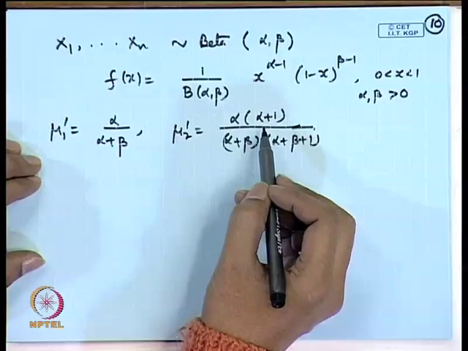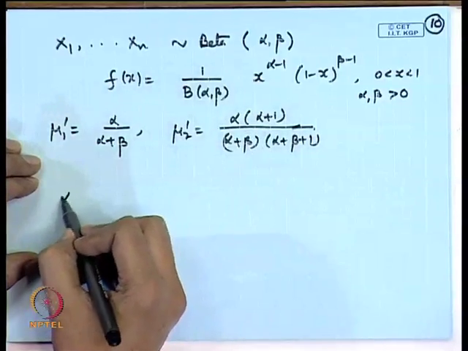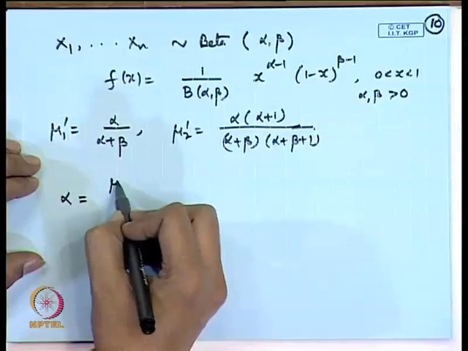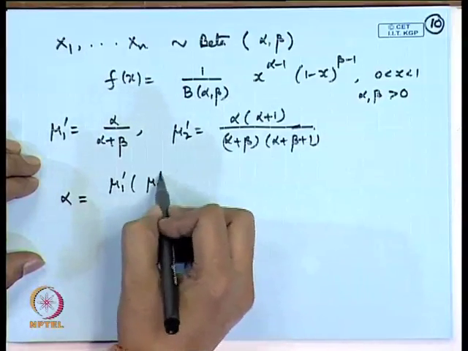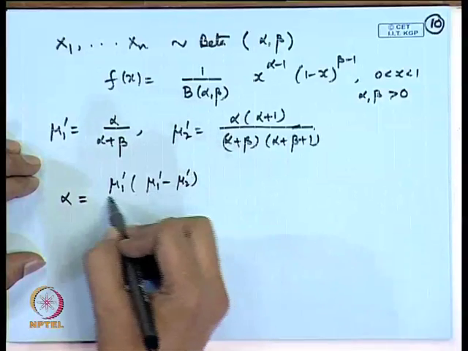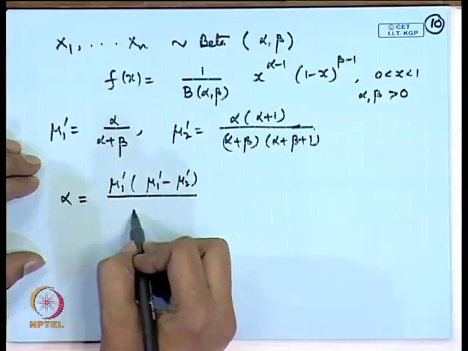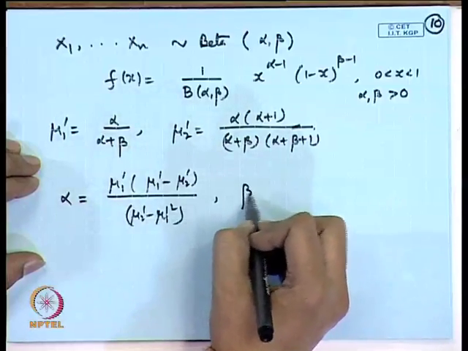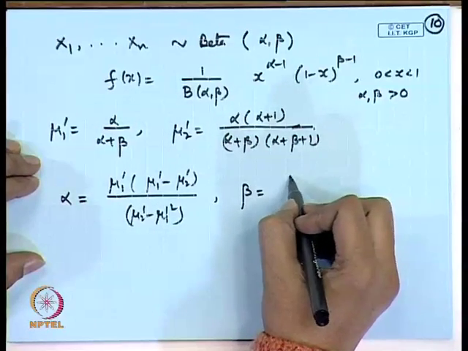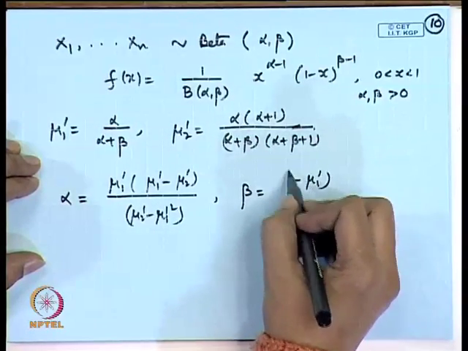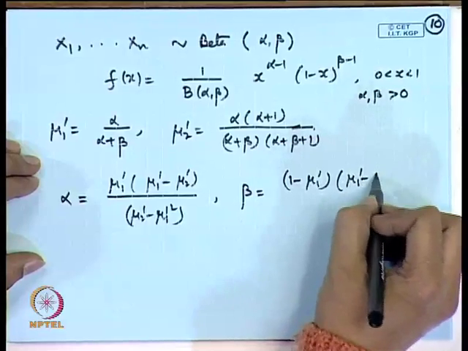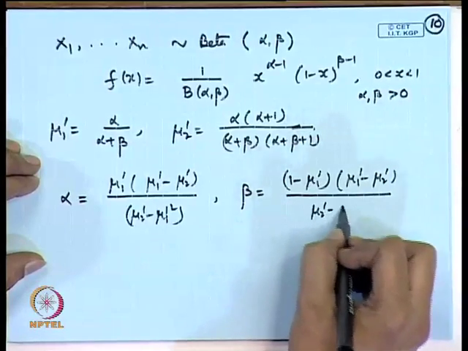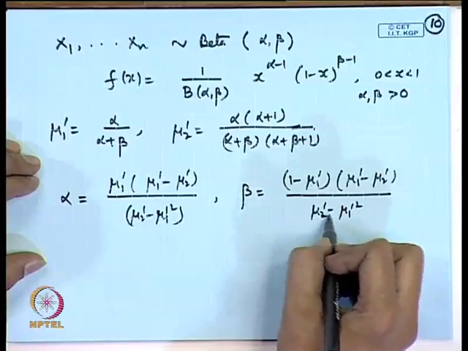So, the form of the solution is that alpha is equal to mu 1 prime into mu 1 prime minus mu 2 prime divided by mu 2 prime minus mu 1 prime square, and beta is equal to 1 minus mu 1 prime minus mu 2 prime divided by mu 2 prime minus mu 1 prime square.